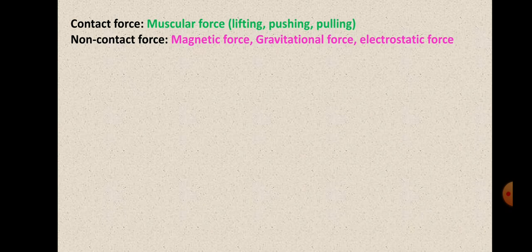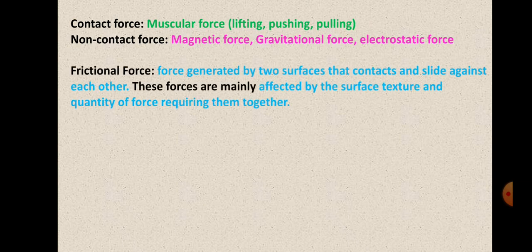They are in contact, they are touching each other, and thus it is called contact force. Second one is non-contact force, where the two objects do not touch each other, but still the force can be observed. And the examples are magnetic force, gravitational force, and the electrostatic force. In all these three, the objects are not touching each other. They are not in contact with each other. They are far away, but still the effect of force can be observed.